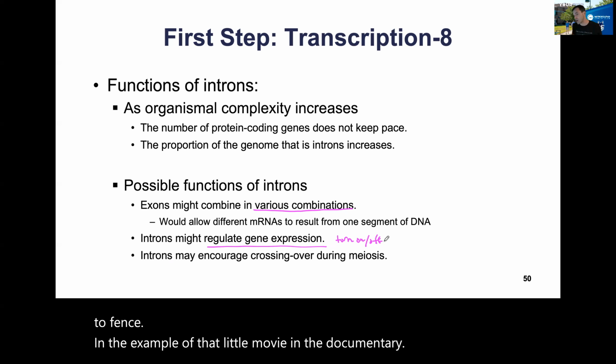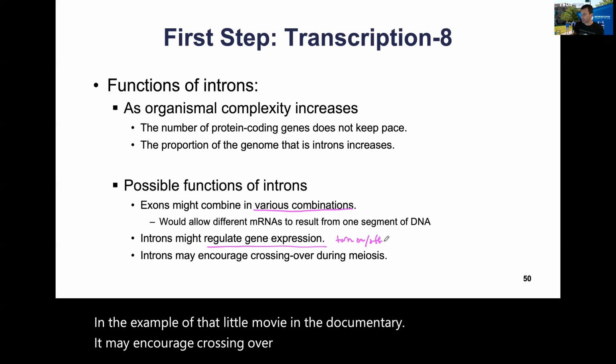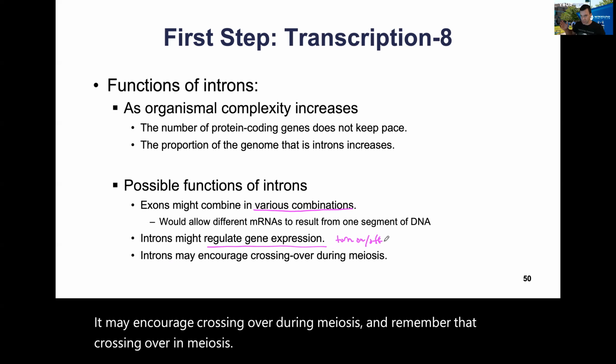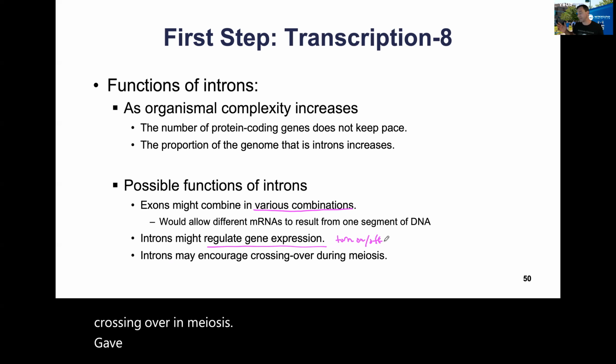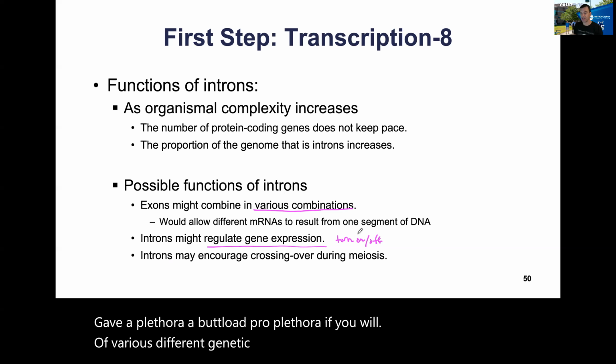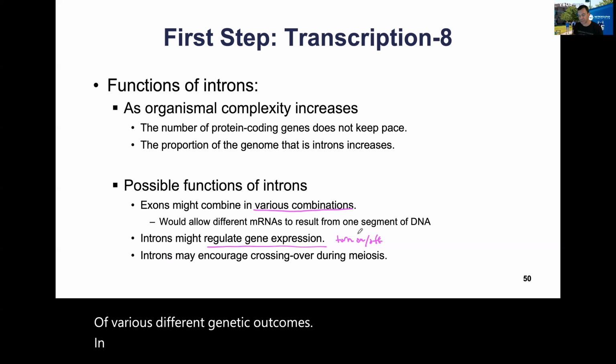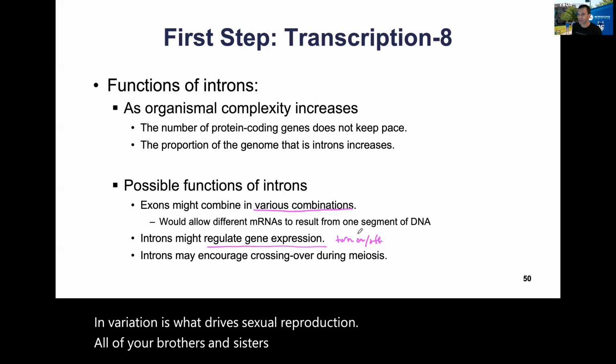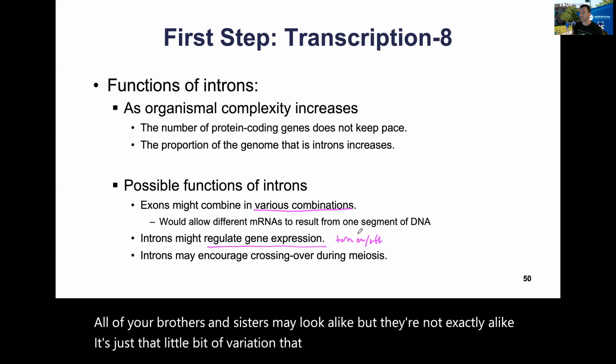It may encourage crossing over during meiosis. And remember that crossing over in meiosis gave a plethora of different genetic outcomes, and variation is what drives sexual reproduction. All your brothers and sisters may look alike, but they're not exactly alike. It's just that little bit of variation that exists. That's what sexual reproduction allows.